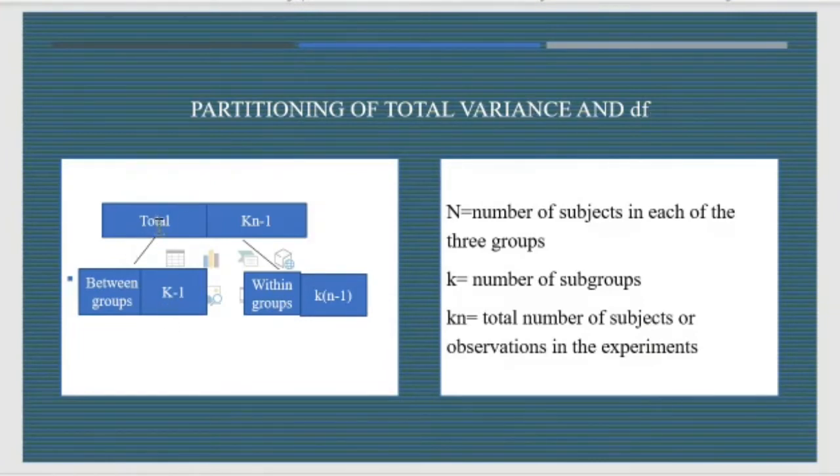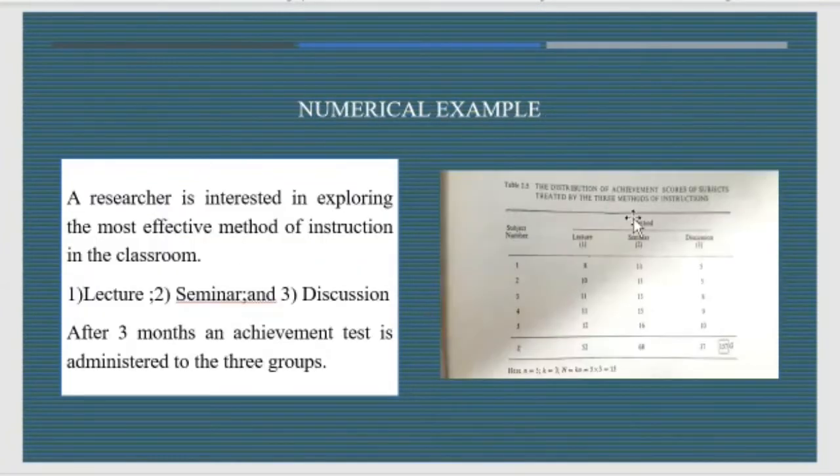Now, in ANOVA, we have to divide the variance and the DV in this way. First, we'll divide the total variance. What is the DF in this? DF means degrees of freedom, and I will explain what DF is. We divide the total variance into between group and within group. Between group means the thing in which we are interested, like the effect of the method of teaching. If there is any difference between these three groups, the group getting the lecture method, the group getting the seminar method, and the discussion method, on the achievement test, that is a between group difference.